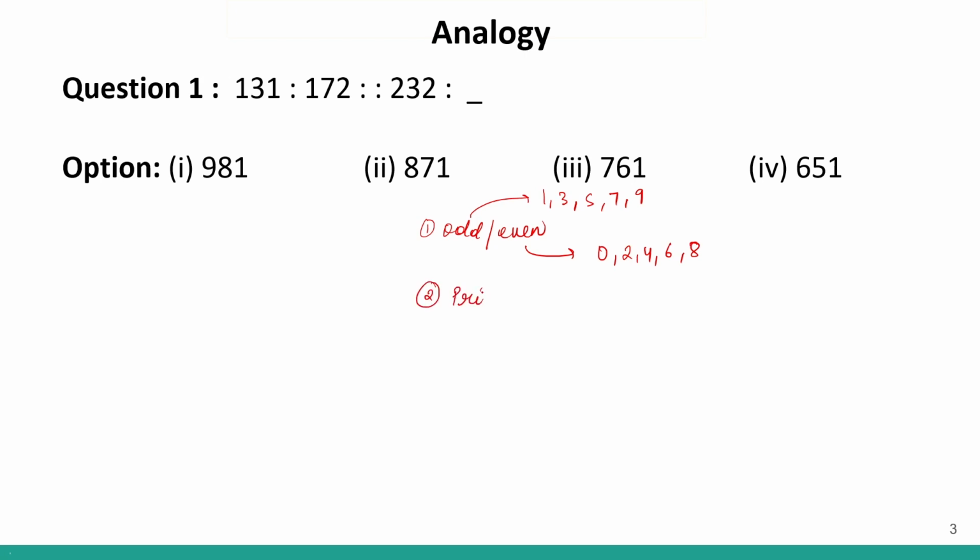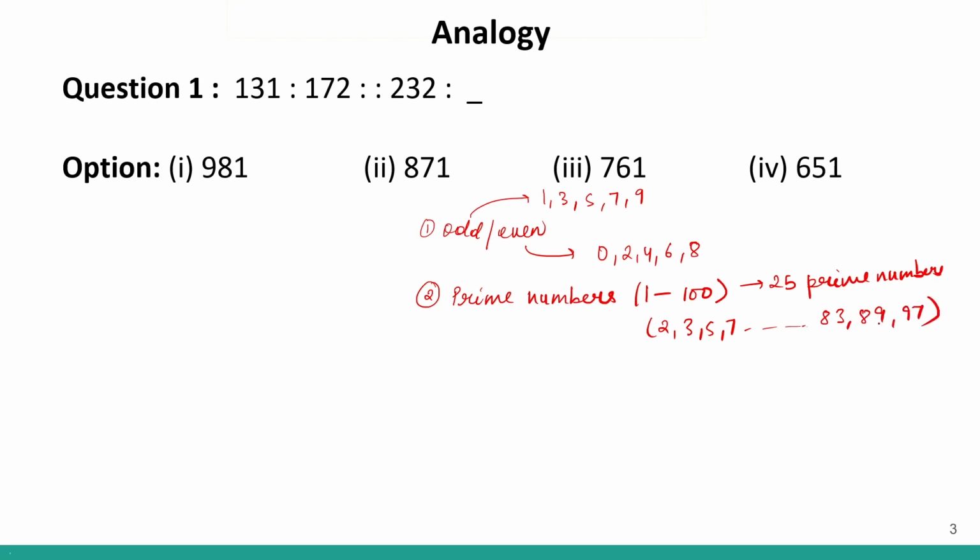The second concept is of prime numbers. What are prime numbers? Numbers that have only two factors, 1 and the number itself. So prime numbers from 1 to 100 you should know. Between 1 to 100 how many prime numbers are there? 25 prime numbers. So prime numbers start with 2, 3, 5, 7 up till 83, 89, 97. These many prime numbers you should know.